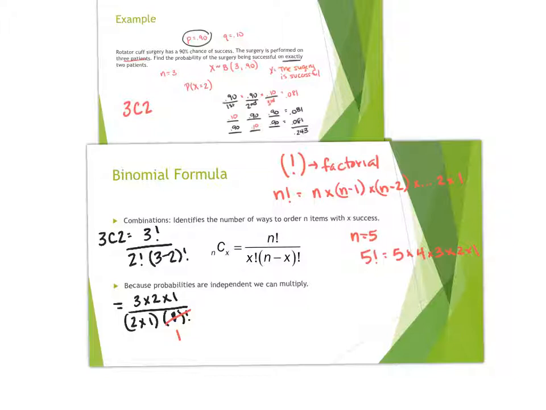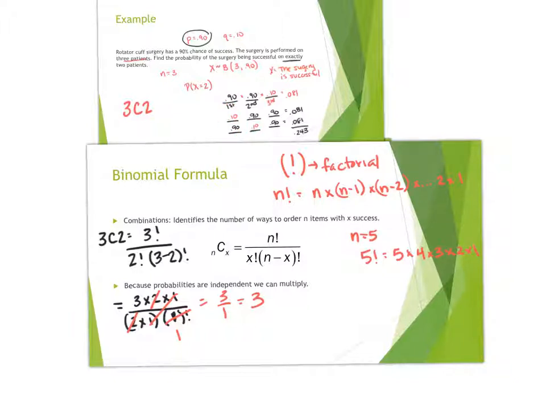So look what happens. You have 2's on top, 2 on bottom, they cancel. You have all these 1's sitting at the top and the bottom. These will cancel. So you're left with 3 over 1, which is just 3. This 3 represents the number of ways to order these successes and failures. And notice we got 1 way, 2 ways, 3 ways to rearrange the successes and failures. So these are the number of combinations you can get.